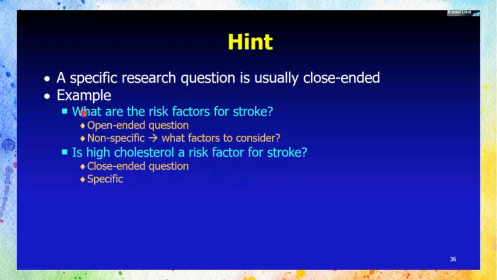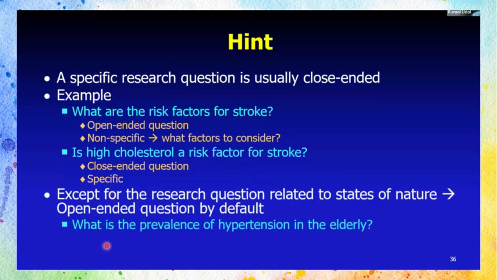So if you begin with this type of question, what are the risk factors for stroke, you have to refine it until you get something like this. Is high cholesterol a risk factor for stroke? Is high blood pressure a risk factor for stroke? Is smoking a risk factor for stroke? And so on. So you may end up with many questions that you want to answer.